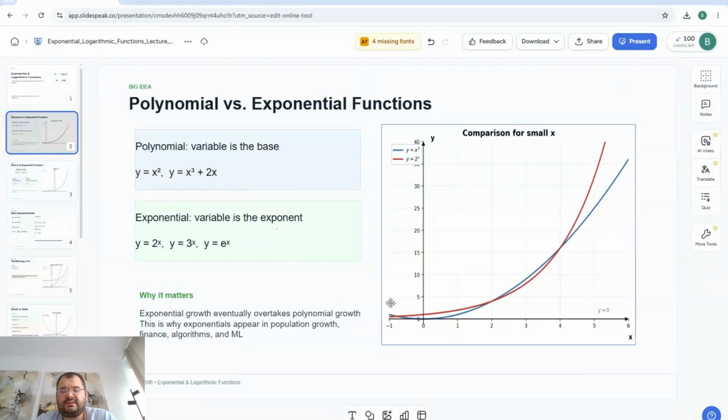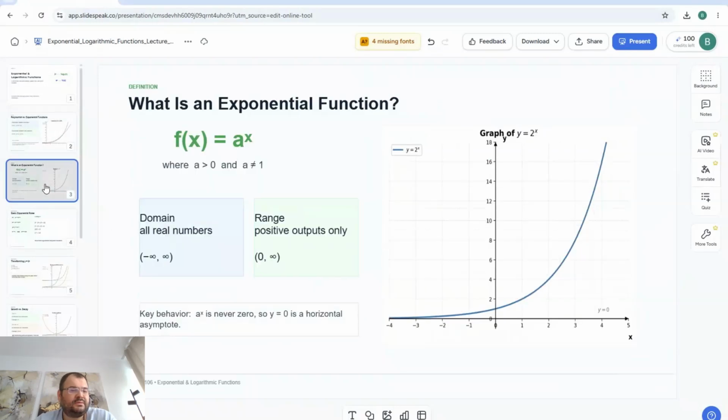And on the right side also, you can see the graphs of those functions. We have, for example, the blue function, which is the x squared function, a polynomial function, and we have the red one, which is the 2 to the x function. After some point, the exponential function starts to grow quicker compared to the polynomial function. For example, in this example, we have this point. After that intersection, it starts growing quicker compared to the x squared function. The values are greater than the polynomial values.